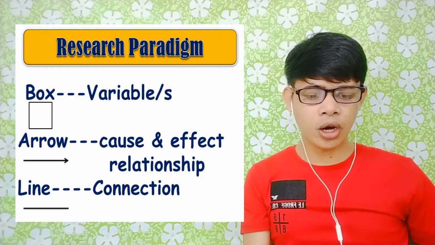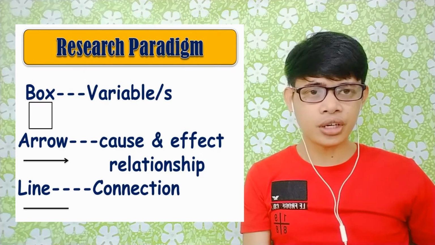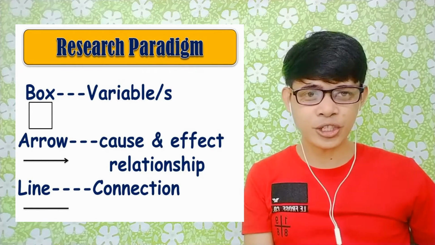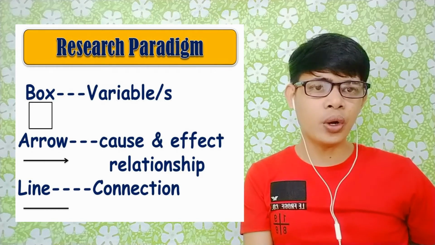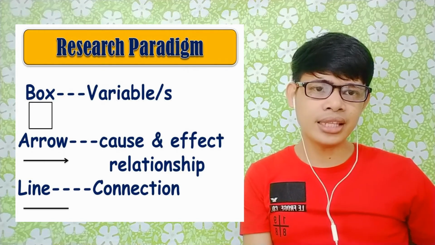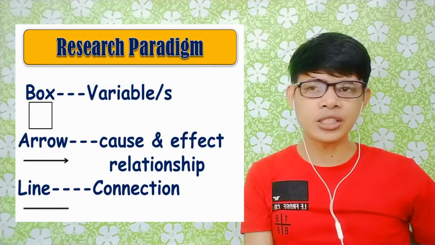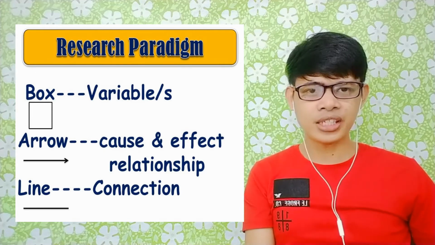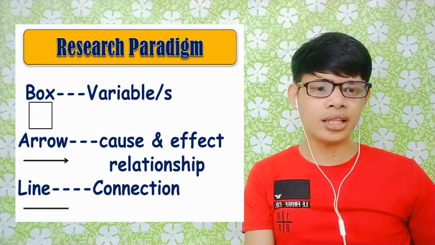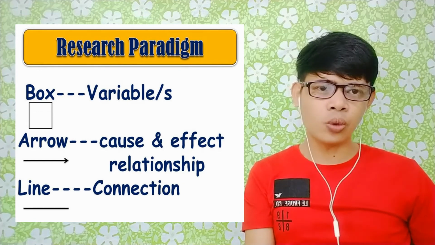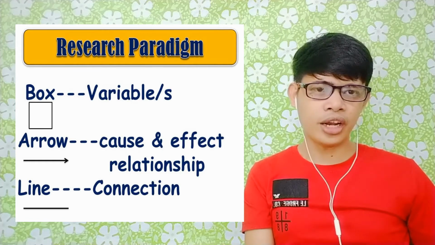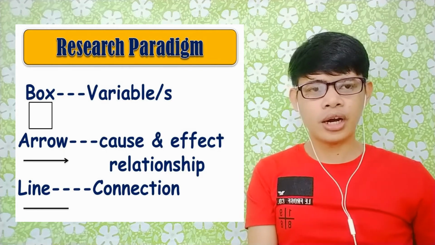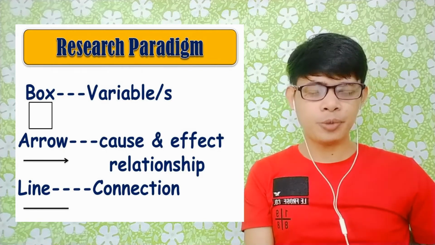So the arrow is an object or a figure that is being used in your research paradigm, wherein the meaning is it shows a cause and effect relationship. So if you noticed an arrow in a certain research paradigm, that means that it connects a certain variable to another variable, wherein the origin or the point of where it starts is the cause, and the point where it points towards another box, that's the effect. Okay, usually arrows are used when you do experimental research.